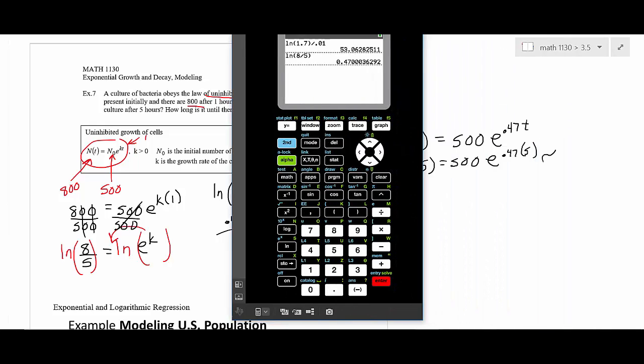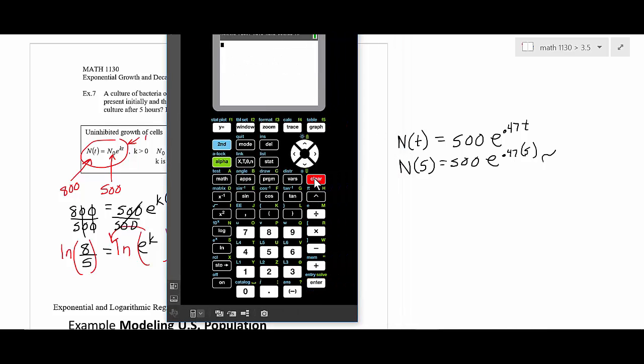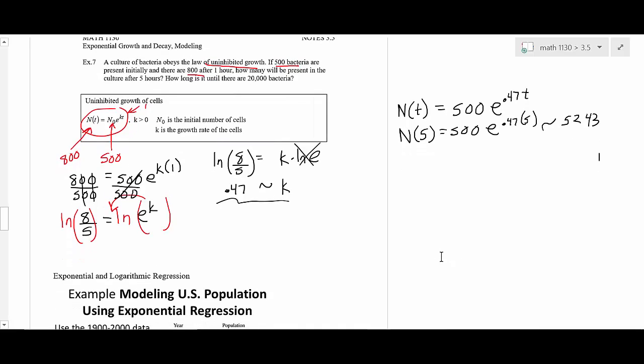But what's different about this problem is you had to use the information I gave you to figure out what k is. So now I just put in 500, and then I do e to the 0.47 times 5, and then just round that off. So let's round this off to maybe 1 decimal. Or really, this is the number of bacteria, so it makes a lot of sense to just round to a whole number. So let's just say 5243. Okay, that would be the number of bacteria that you would have. Okay, so that's how that would work out.